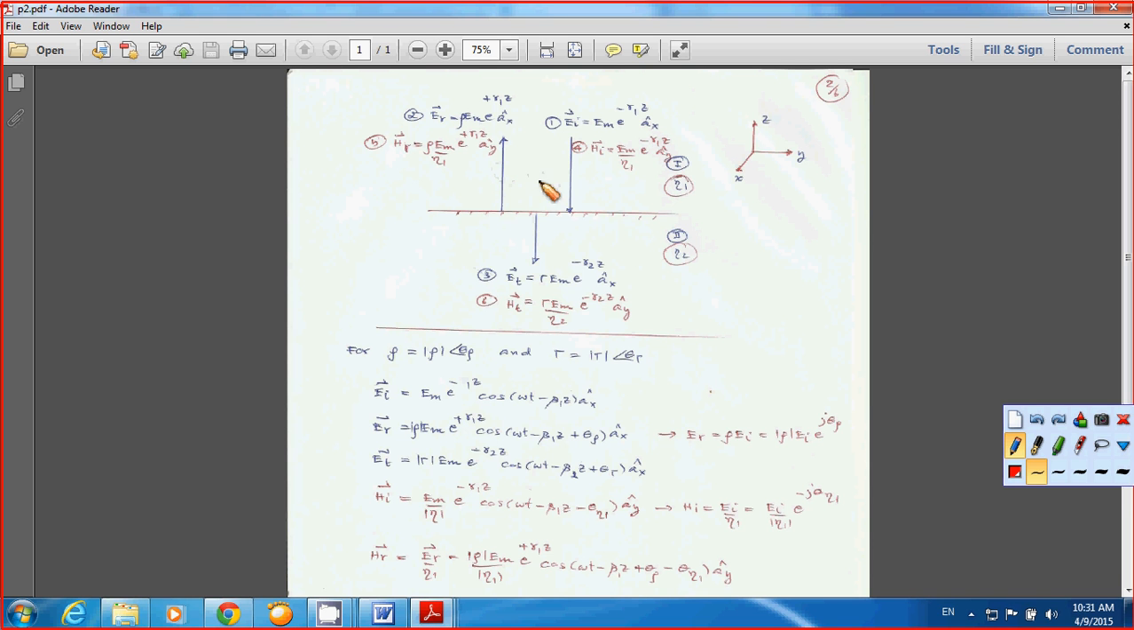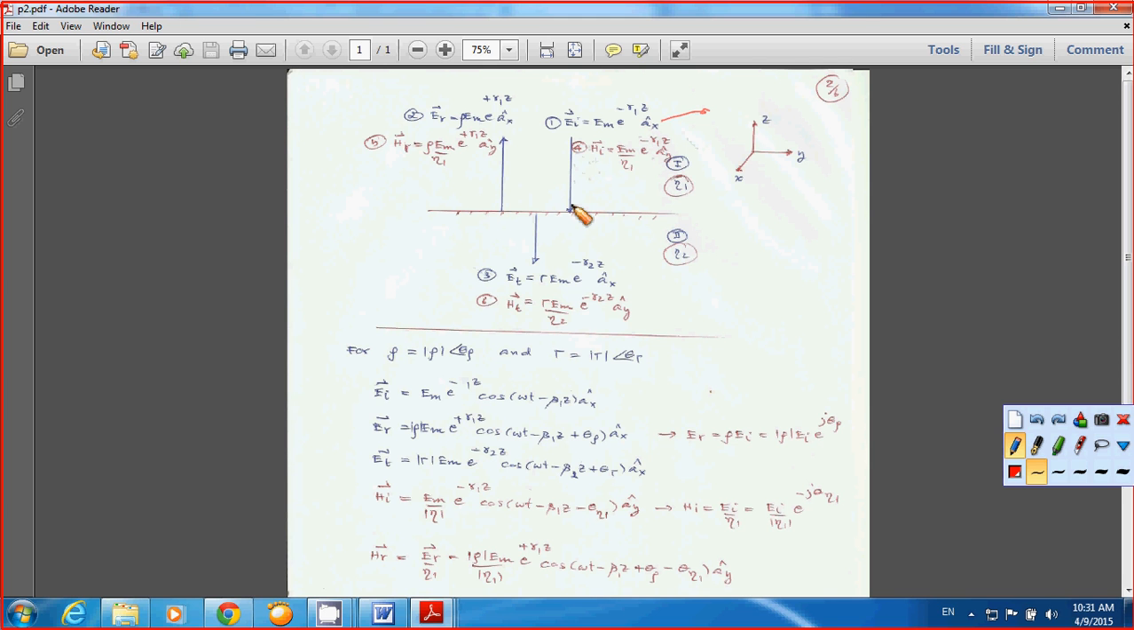Now if I assign the axes to be like this, x, y, z, and you look at two different media. We start from step 1, EI equal to EM, which is the amplitude of the incident electric field, multiplied by e to the power negative gamma 1 Z, and AX, so it has a component only in the X component.